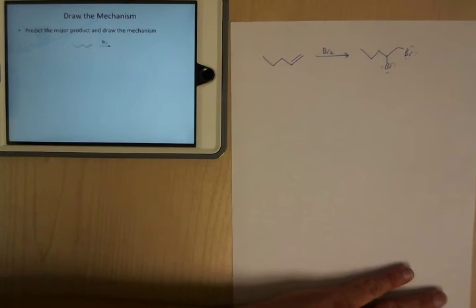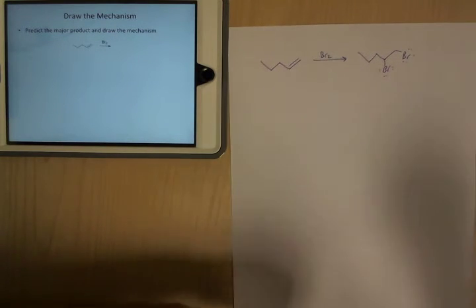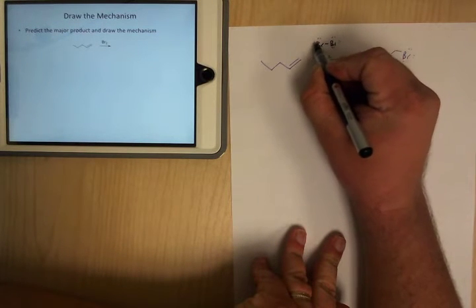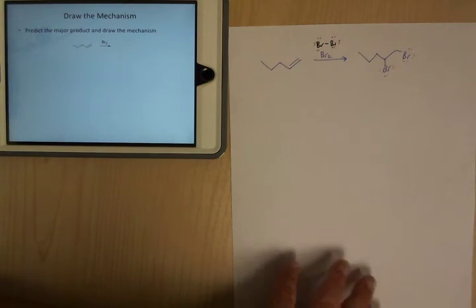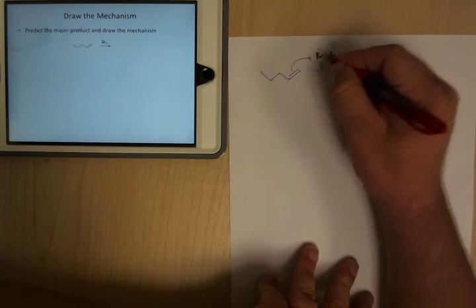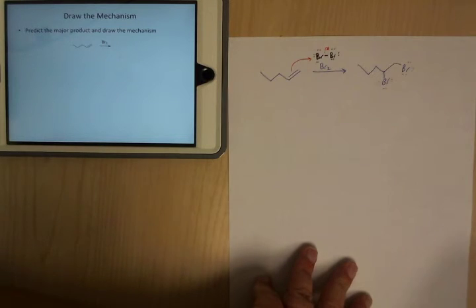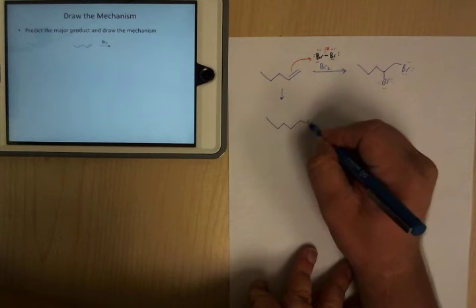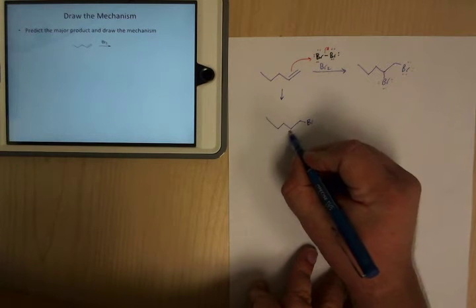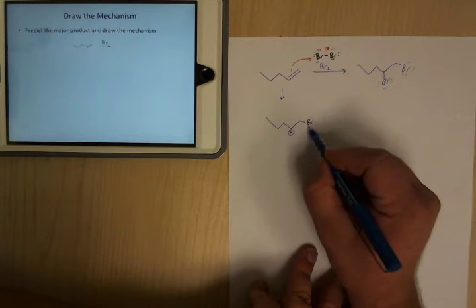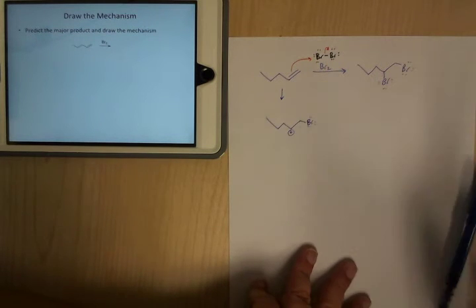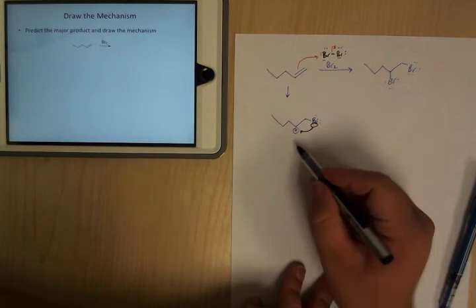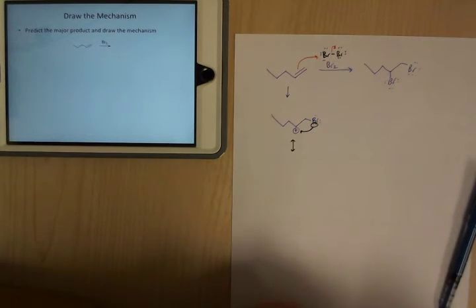Again, it's very similar to what we were doing before. So, bromine. You're going to have the double bond attack and push these electrons over to make this intermediate. This is going to be the more stable carbocation, but these 2 electrons are going to be attracted to that positive charge to make this resonance structure.